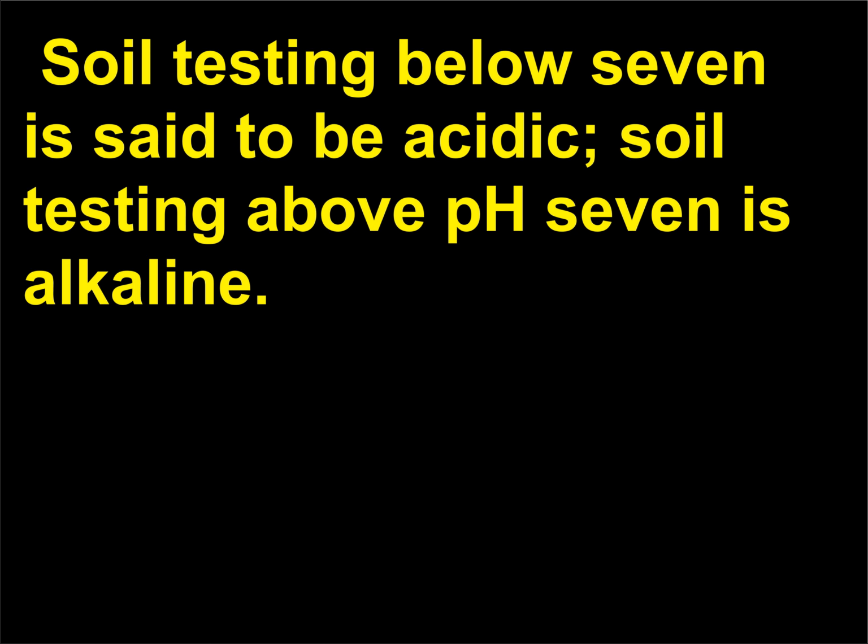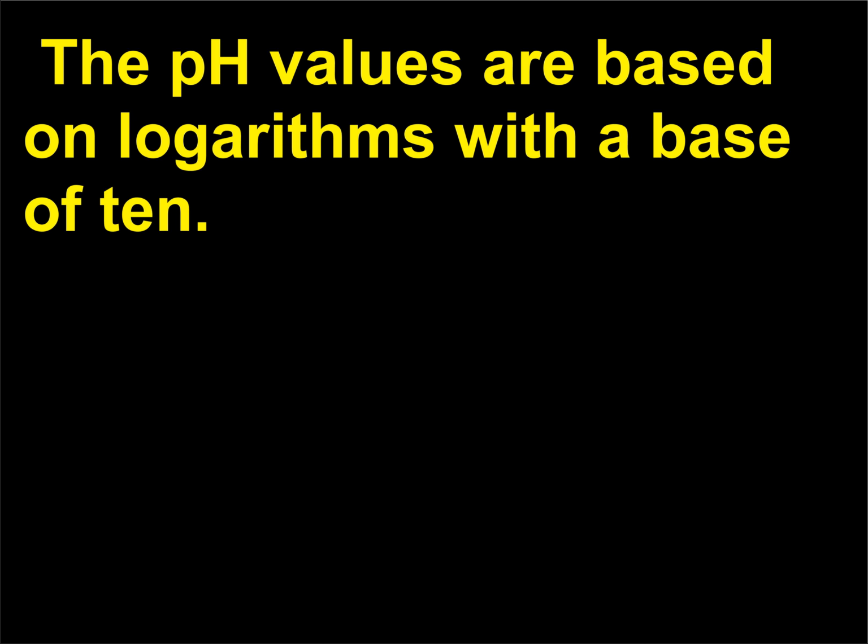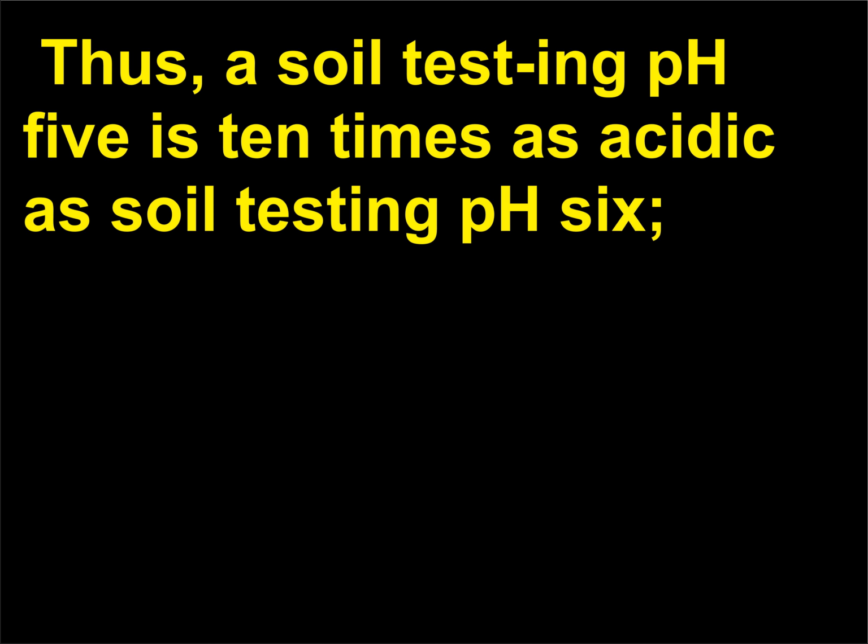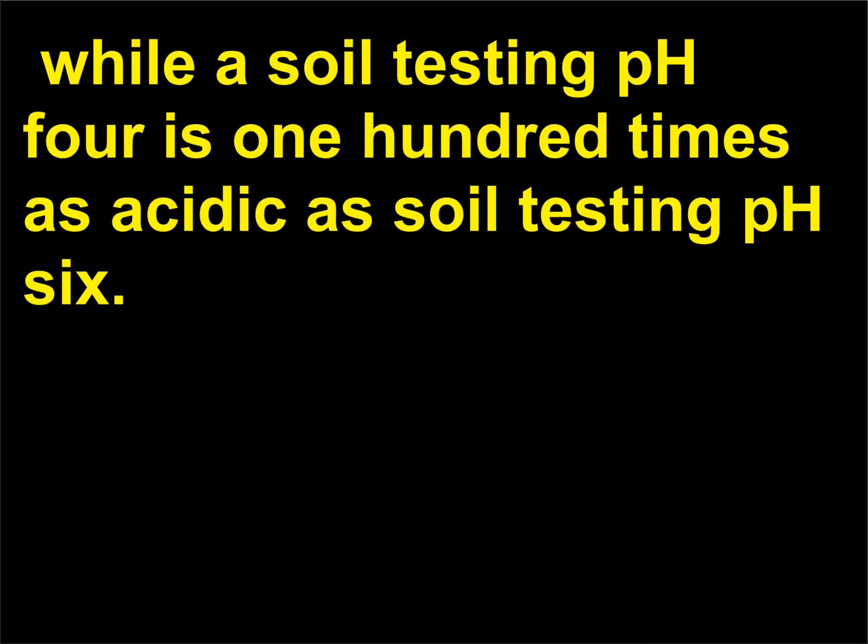Soil testing below pH 7 is said to be acidic, soil testing above pH 7 is alkaline. The pH values are based on logarithms with a base of 10. Thus, a soil testing pH 5 is 10 times as acidic as soil testing pH 6, while a soil testing pH 4 is 100 times as acidic as soil testing pH 6.